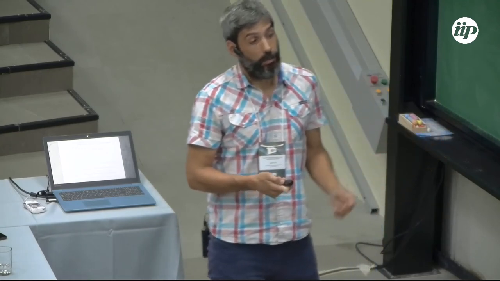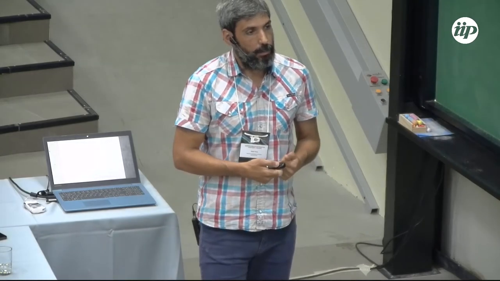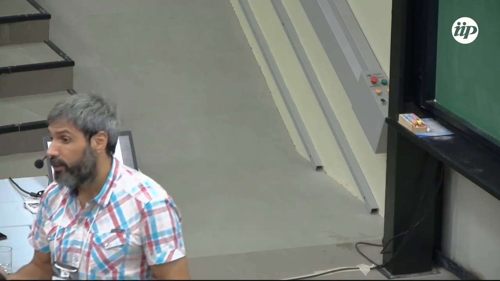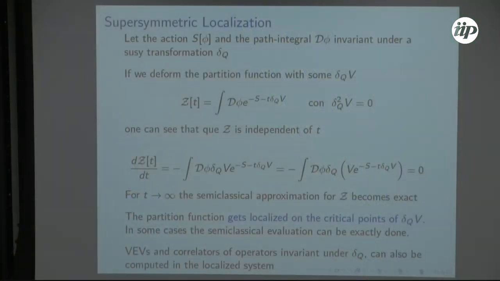And it turns out that when you go to this limit, the semi-classical computation is a lot simpler. The partition function gets localized on what is sometimes called the critical points of this variation, plus some one loop correction. In many cases, you get a simple answer. In some other cases, it's not that simple. As we will see, it's very simple in the case of N equals 4 super Yang-Mills.